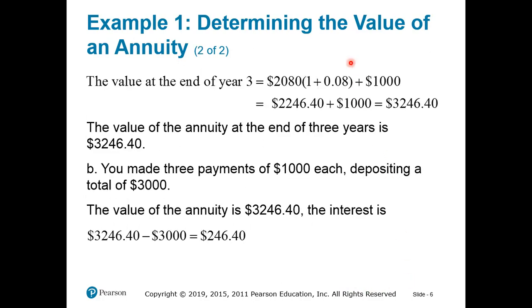Then at the end of the third and final year, you're earning 8% off of the $2,080, plus the $2,080, and then you're adding another $1,000. So the value of your annuity at the end of the third year is $3,246.40. So that's the value of the annuity at the end of 3 years. Now, since you made 3 deposits of $1,000, that is not included in your interest, so you have to subtract off $3,000. So the amount of interest that you earned on this annuity is $246.40.